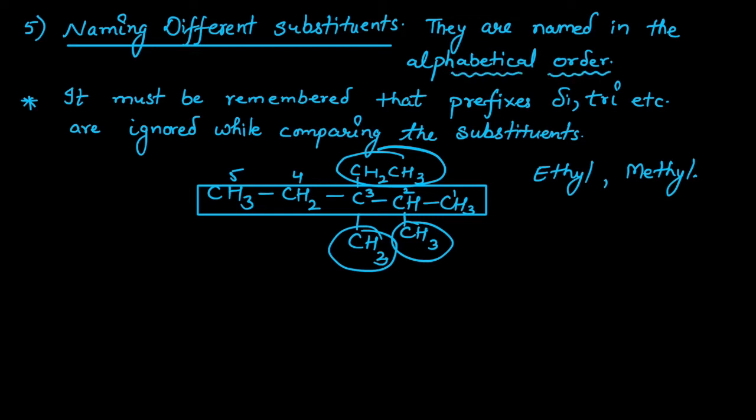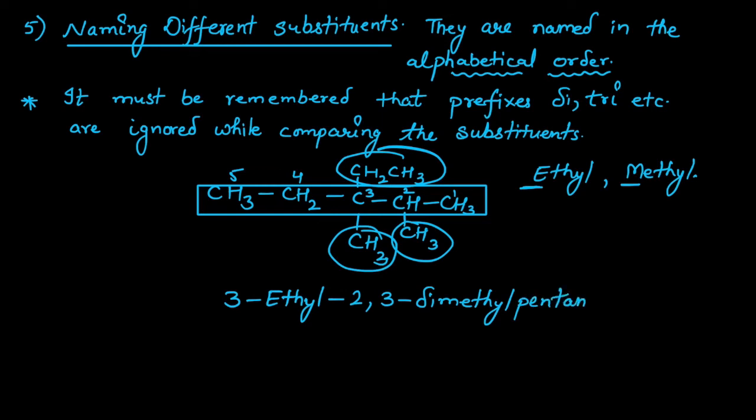So we will name them according to alphabetical order, as E comes before M. So we will write it as 3-ethyl-2,3-dimethyl, because we have 2 methyl groups, and 5 carbon chain atoms, that is pentane.